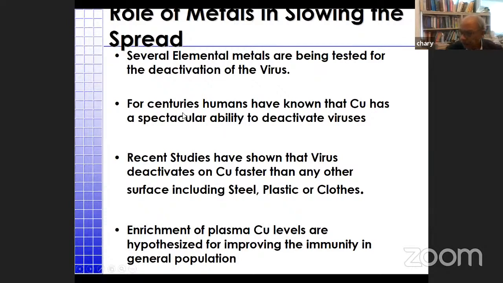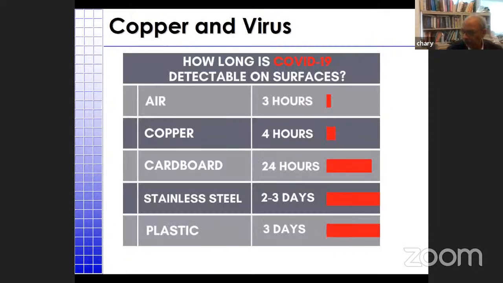But humans have seen for thousands of years that copper has a spectacular ability to deactivate viruses, not only the coronavirus, in general any virus. Copper deactivates viruses much faster than steel, plastic, or clothes. Enrichment of plasma copper levels is hypothesized for improving immunity. So people are looking at whether, if they put a little more copper in the human blood, it would act like a prophylactic, a preventive medicine for getting the virus.